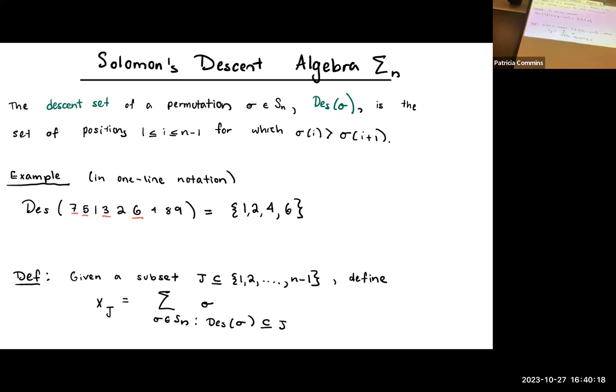And then you can just look where the positions are, where a number is bigger than the number to its right. Here that happens in positions 1, 2, 4, and 6. So your descent set is {1, 2, 4, 6}.